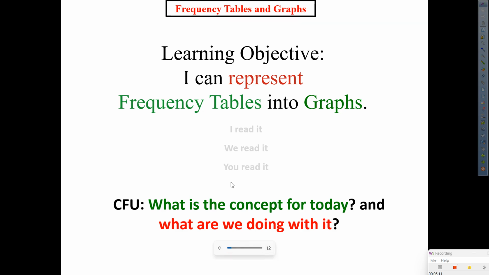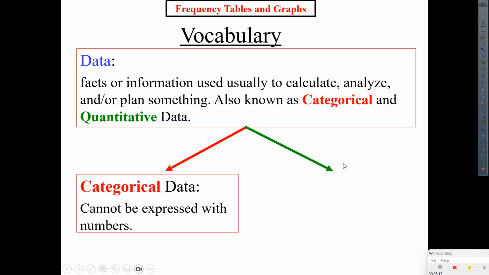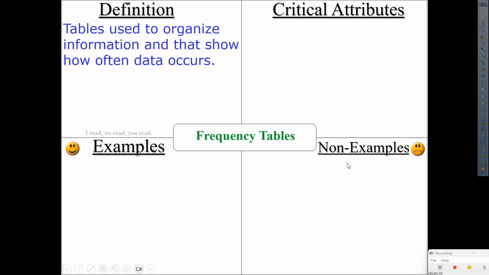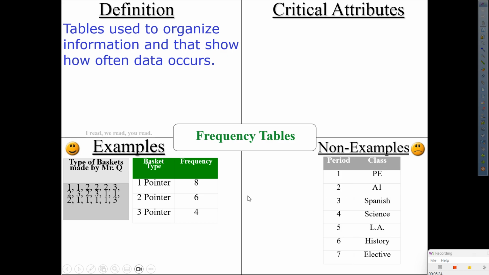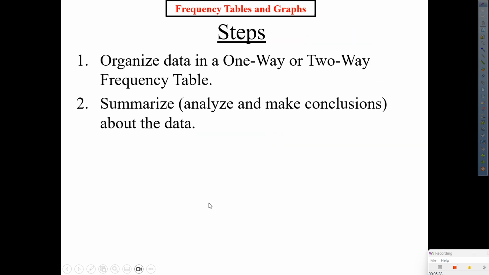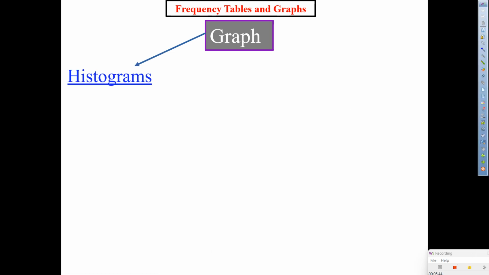All right. So we know about data. We know categorical versus quantitative. We know what frequency tables are, and we covered that some time back. Which brings us to graphs. Write this down on your paper, please. There's three main graphs that we're going to cover today. The first one, very common that you've used in the past, known as histograms. And it looks something like this.